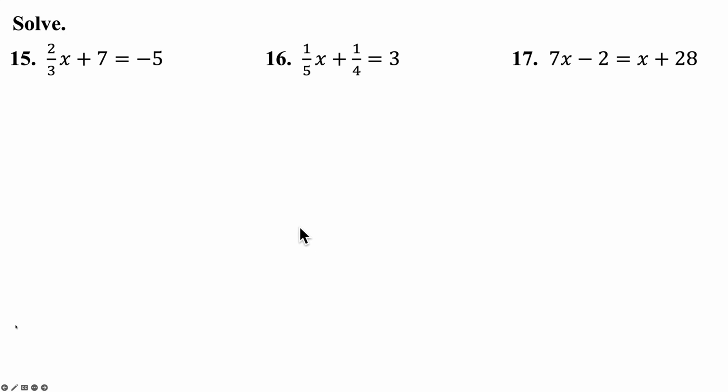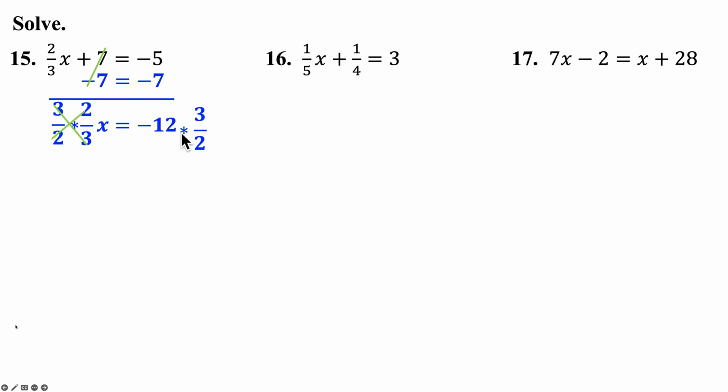15, here we have fractions. 2/3 x plus 7 is equal to negative 5. So x term by itself, let's subtract over the 7. 2/3 x is equal to negative 12. We saw earlier when you have a fraction here, we're not going to divide by 2/3, but we're going to multiply both sides by its reciprocal to cancel those out. And 2 goes into 12 6 times. X is equal to negative 18.